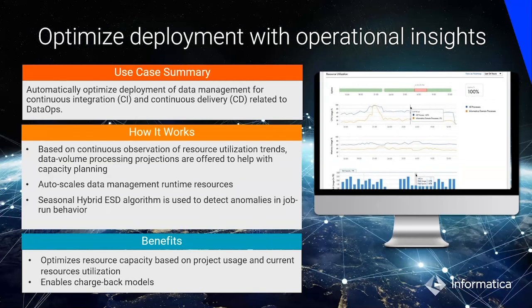So if there is a particular node that is under heavy load, operational insights will be able to identify that. Sometimes it is able to predict that a particular node is going to go down by looking at various statistics, and alert administrators, saying that you need to distribute work to other nodes so that users can optimize resource capacity. Based on that, they can then do things like chargeback models to the organization as well.